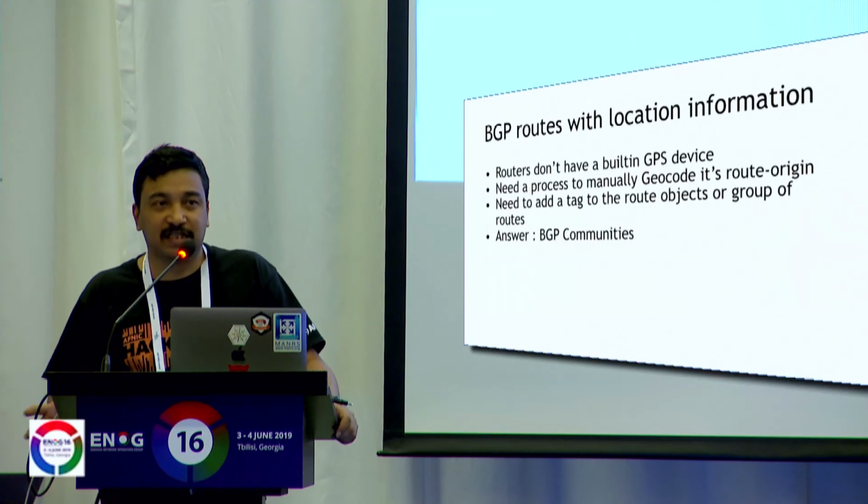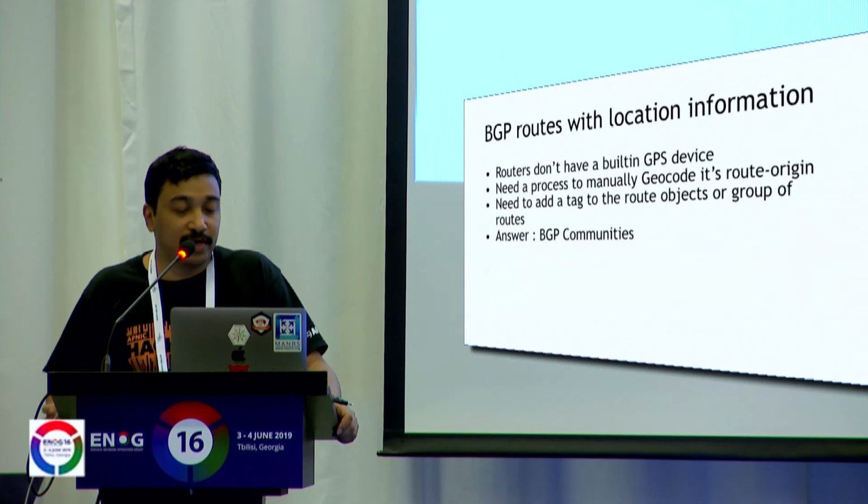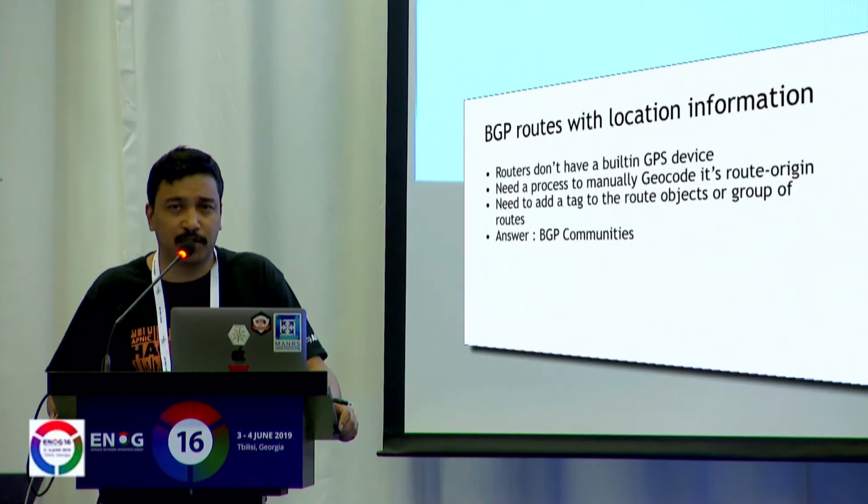So why do we need location information about BGP routes or prefixes? Routers do not have a built-in GPS device with which we can geotag or do some sort of tagging with which we can find out the origin of a prefix. So we need to add some sort of a tag to the route objects or group of routes or group of prefixes. So how can we do it? We can use BGP communities to do that.